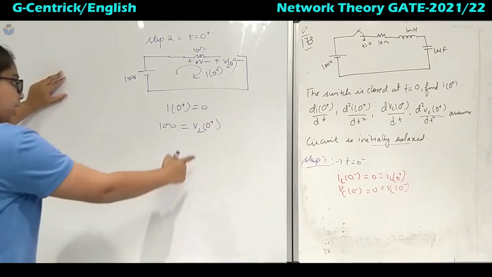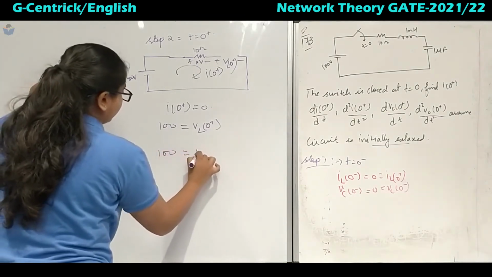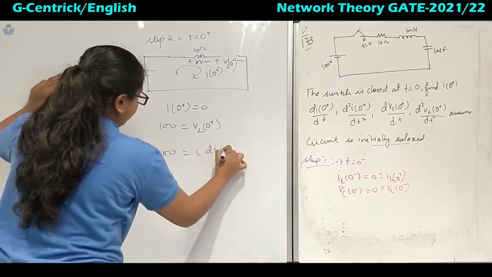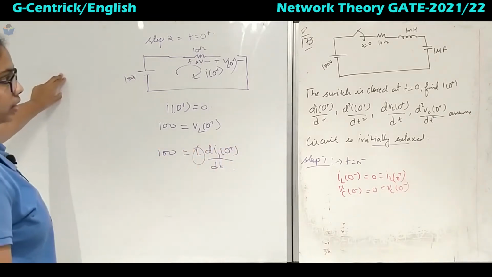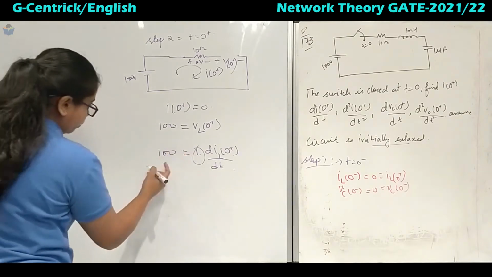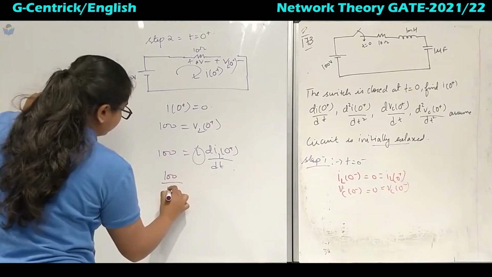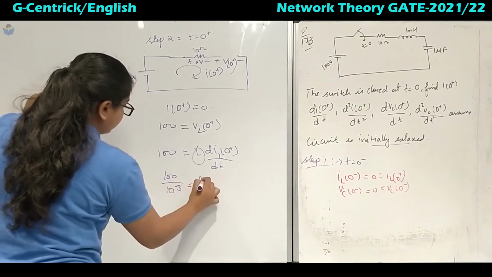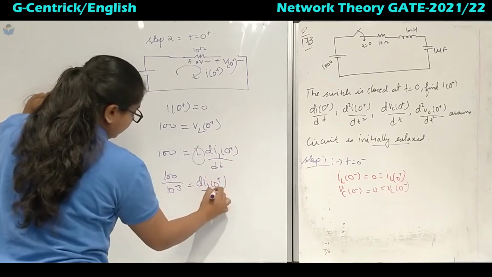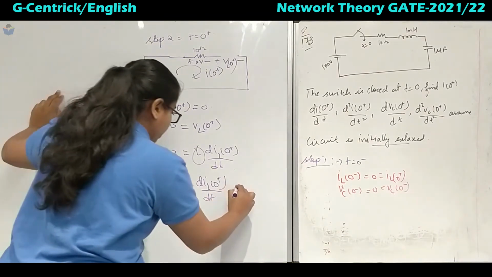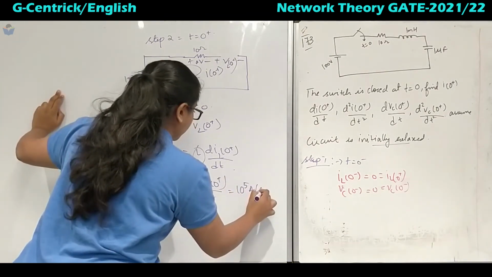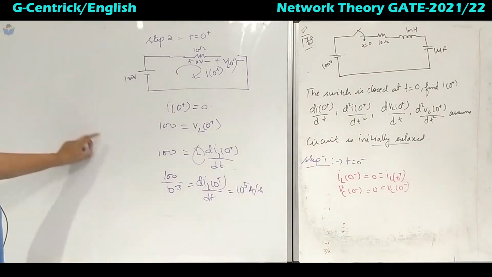This can also be written as L di/dt. The value of L is given as 1 millihenry. If you take it down, it will be 10 to the power minus 3 times dIL of 0 plus by dt, which will be equal to, if it goes up, 10 to the power 5 amperes per second. So this we got.